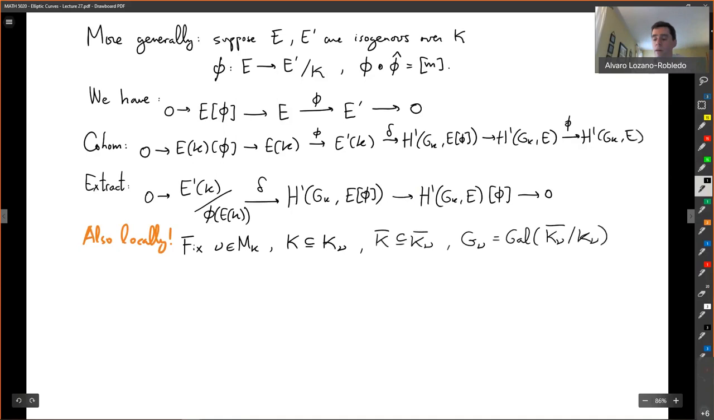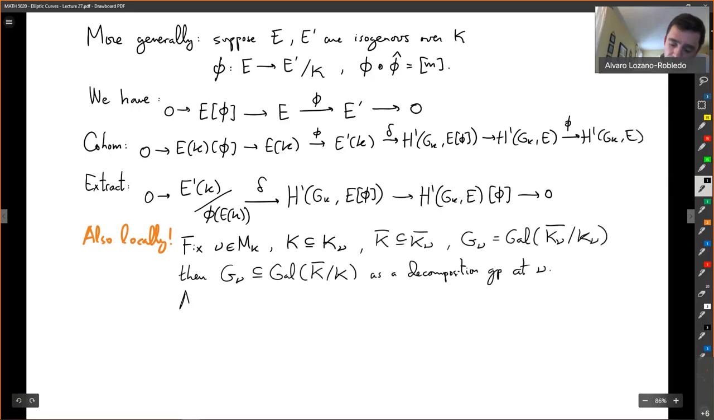Okay, then you can think of G nu as sitting as a subgroup of our absolute Galois group. It is in fact isomorphic to a decomposition group at nu, the largest decomposition group at nu. So if you have a finite Galois extension, you have the decomposition group for a prime P, say, and you can think of it as the decomposition group at a place, okay? And so as a decomposition group at nu. Great.